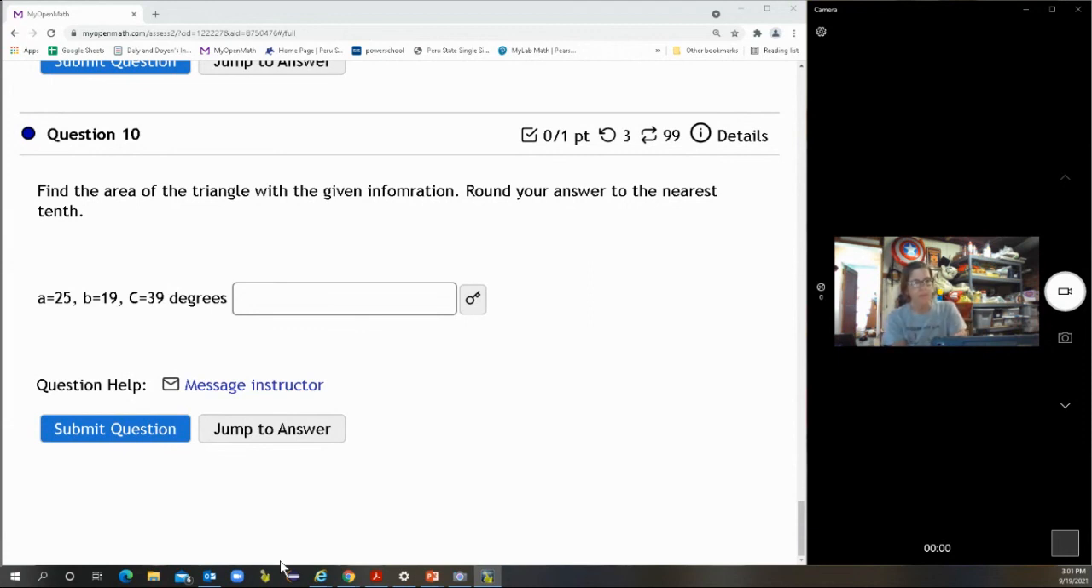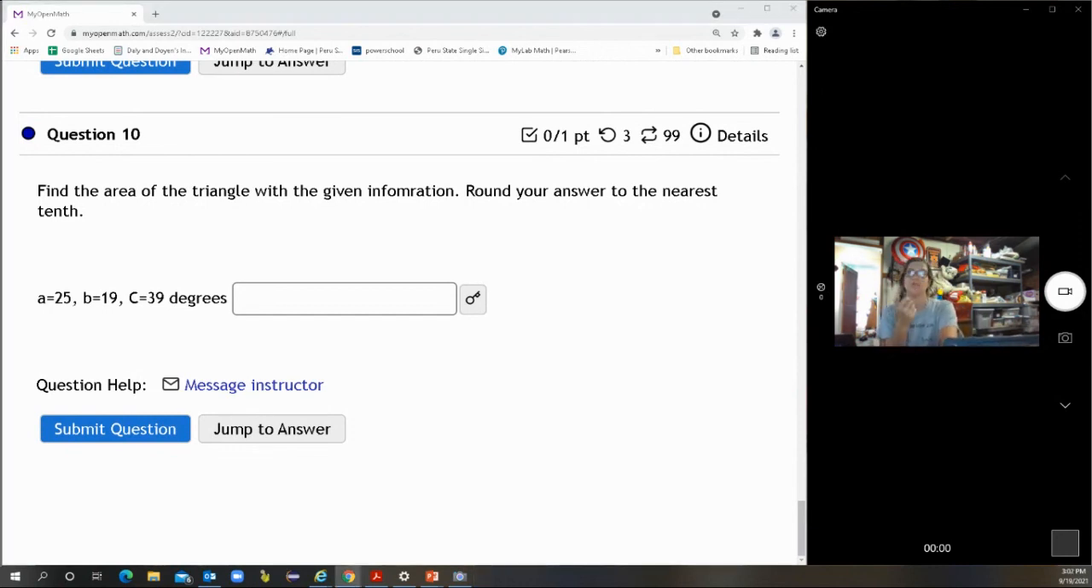So the area, which they use that big fancy A, is equal to 1/2 A times B times the sine of 39 degrees. And by included angle, we mean the angle that's between the two sides that are given. Now this is in degrees, right? Because the 39 was in degrees. So just make sure your calculator is in degrees, and I can plug this in and say 0.5 times 25 times 19 times the sine of 39. Let's just put this in.